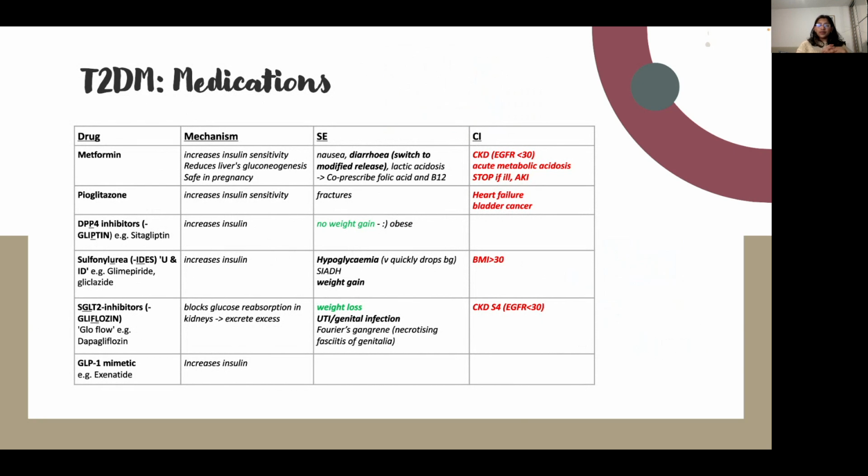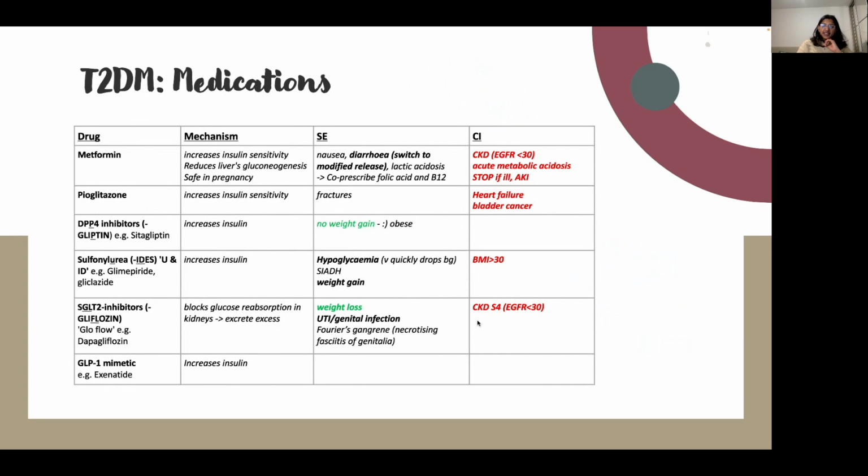Because you're losing glucose, I remember that you're kind of losing weight as well. But if you imagine there's so much sugar in your urine, and like we said, bacteria love that, so you're likely going to have an increased risk of urinary tract infections. It can get to a point where you actually have breakdown of the skin around the area, and that's called Fournier's gangrene.